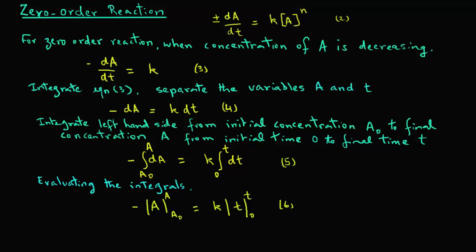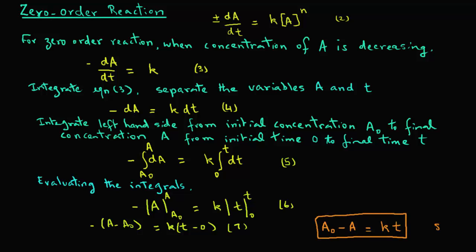Now we can go ahead and substitute the values for the limits. So we have minus, and in parentheses we will have A minus A0 equals k, and again in parentheses we will have t minus 0, giving us equation 7. And this gives us our final equation, A0 minus A equals k times t, our equation 8.